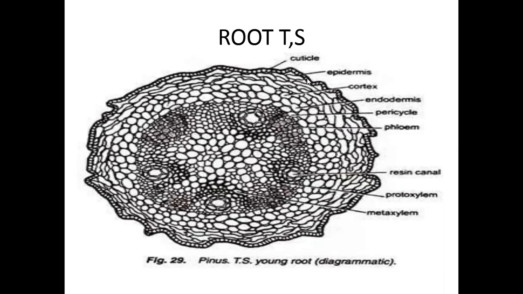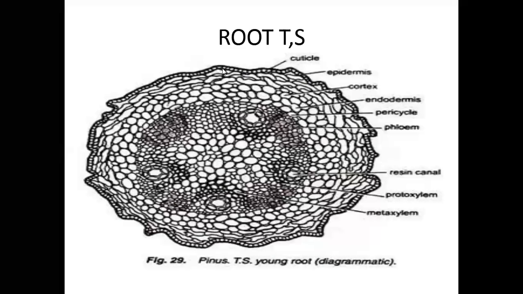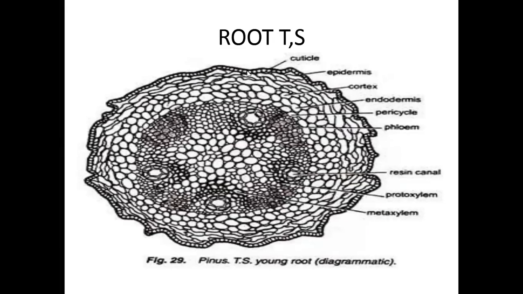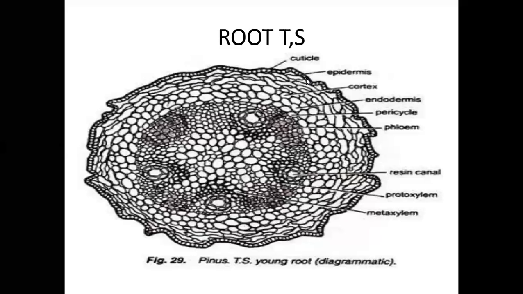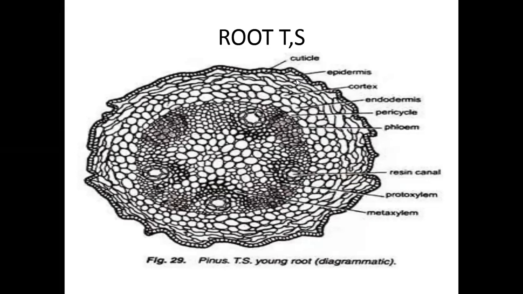Epidermis is the outermost layer. It is made by rectangular parenchyma cells. The epidermis protects the inner parts and it gives a perfect shape to the root. The epidermis of the root is covered by a thick cuticle.